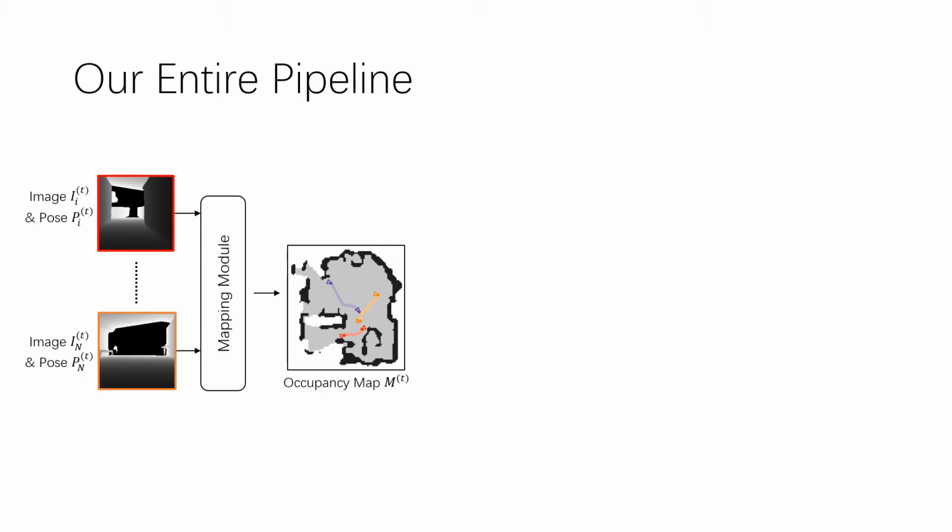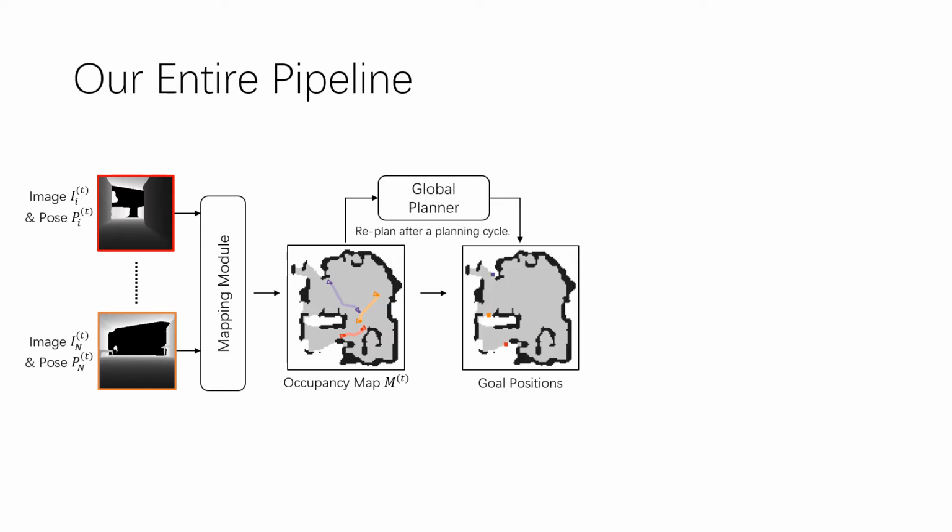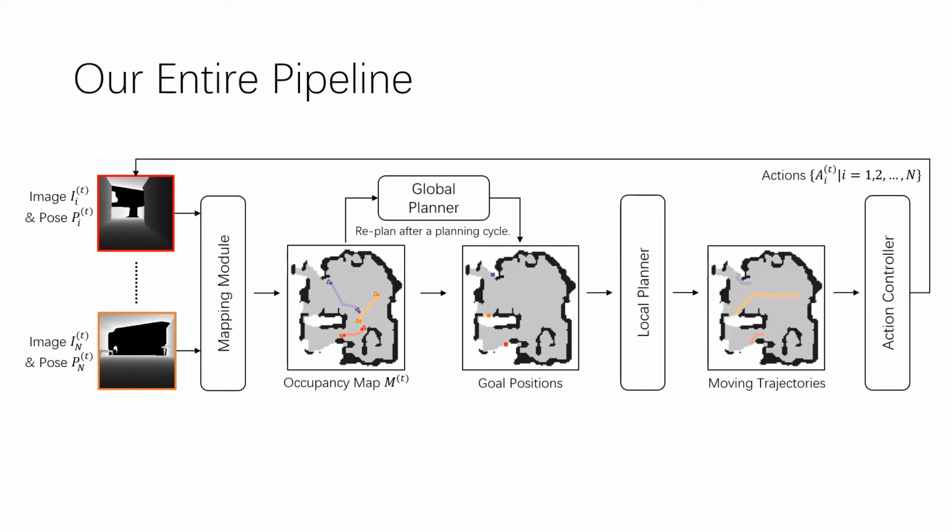Provided the depth observations and the corresponding camera poses from all the robots, we employ a mapping module to construct the global occupancy map. With the constructed map and provided robot positions, the global planner estimates the optimal goal positions for all the robots for efficient and complete map construction. Next, the local planner decides a moving trajectory from the robot to the goal position, followed by an action controller to perform the specific actions. Such a planning cycle is iterated until meeting the termination criterion.